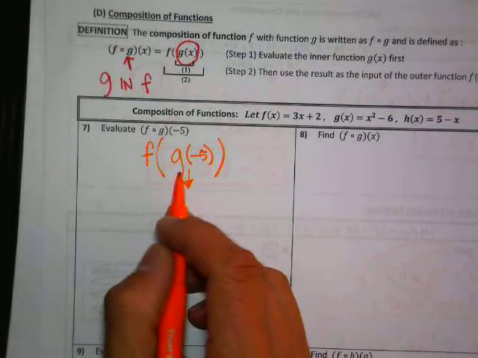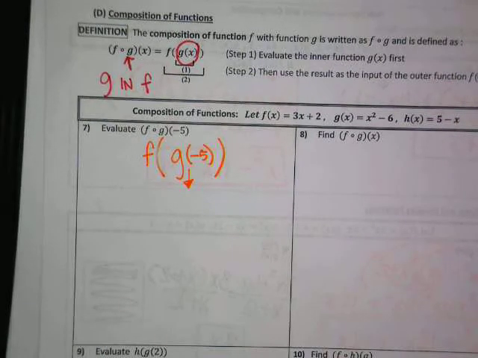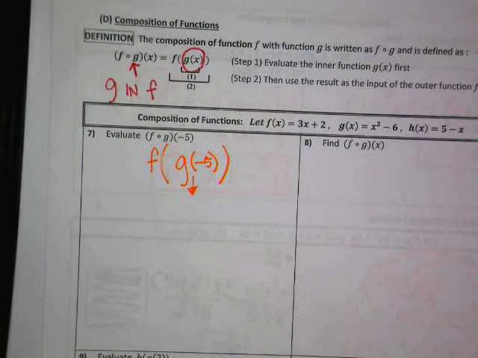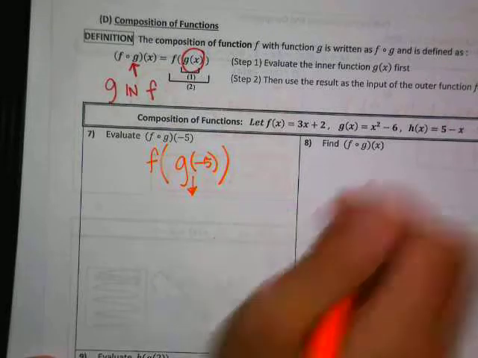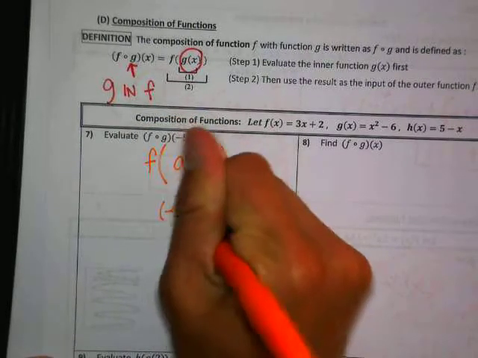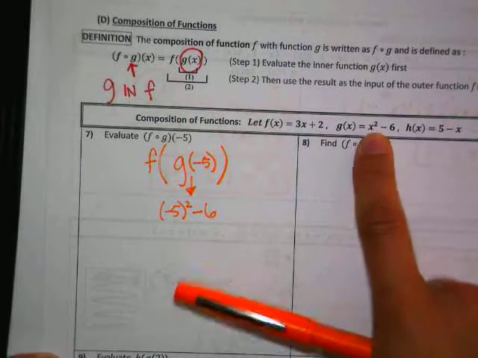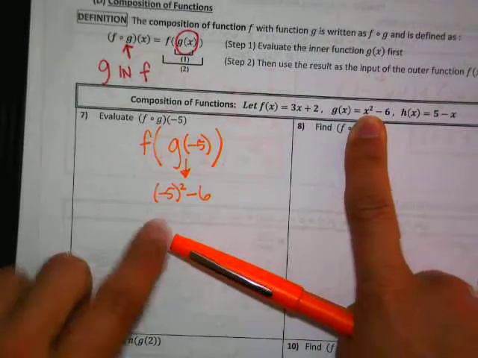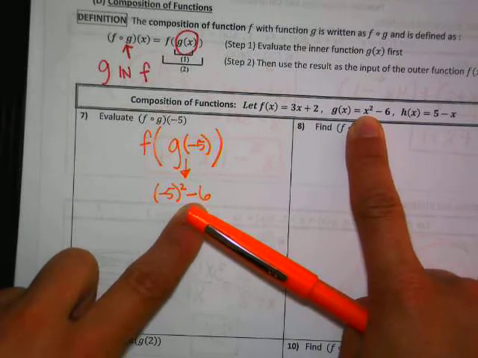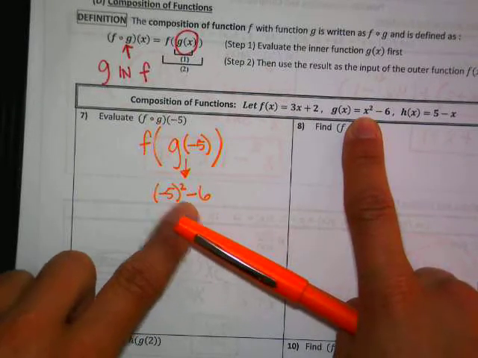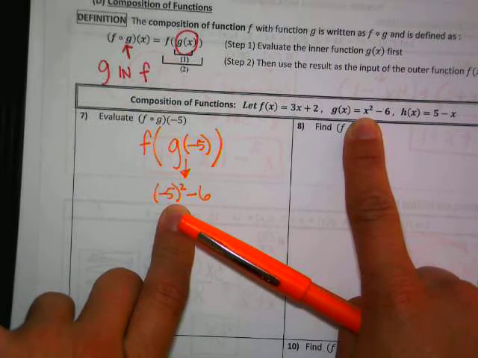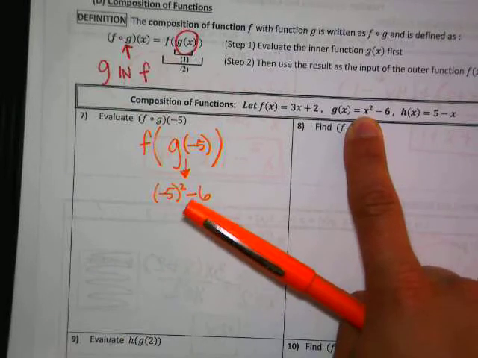All right, so ignore the F part because we're going to work from the inside. We're working with the G right now. So tell me, what is the G function? Negative 5 squared minus 6. Yes, negative 5 squared minus 6. But in place of X, we're putting negative 5. So negative 5 squared and then minus 6, because this is the g function, but I want negative 5 in place of the x.